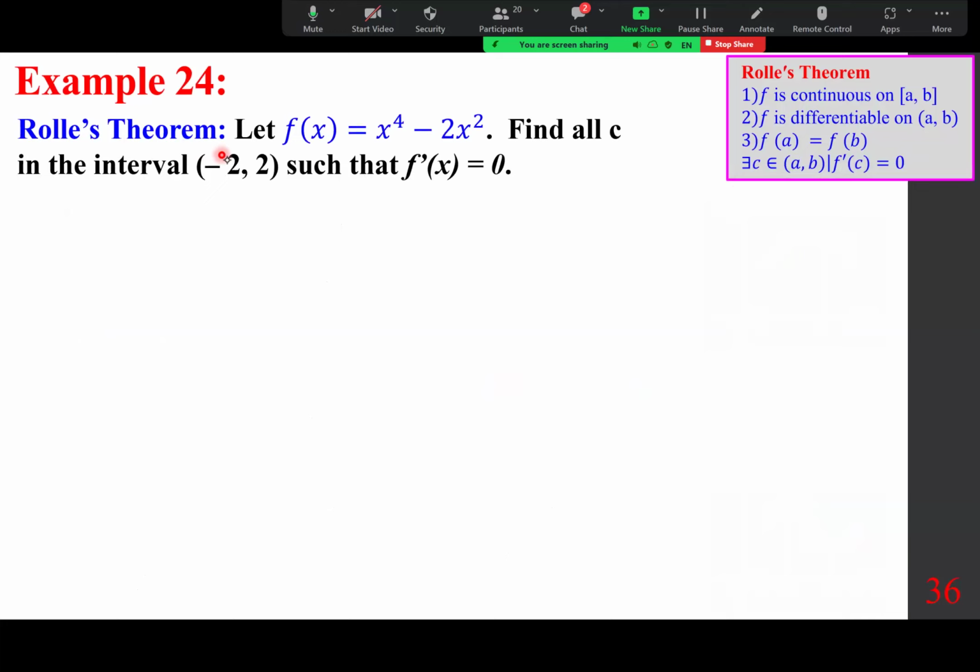Example 24, Rolle's theorem. Let f of x be x to the power of 4 minus 2x squared. Find all c in the interval of negative 2 to 2 such that f prime is equal to 0. Reminding you that Rolle's theorem indicates if f is continuous on a to b, closed interval, if f is differentiable on the same interval but open, that means the endpoints are not important, and f of a equals f of b, then there exists, this is how you read it, there exists a c as an element of A and B such that f prime of c is equal to 0. I've explained all those notations before.